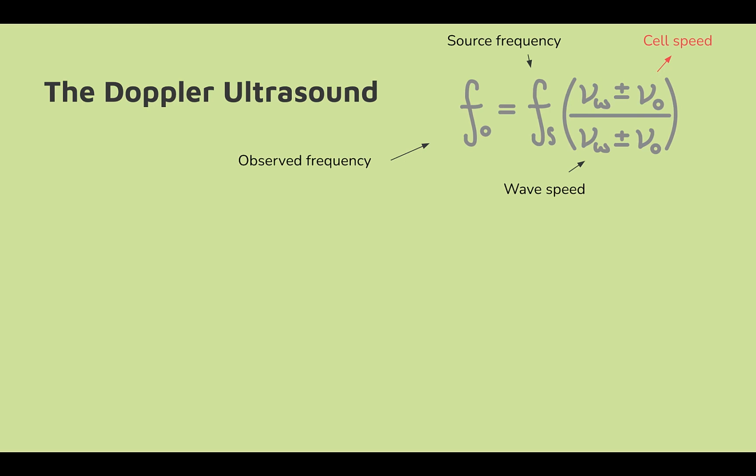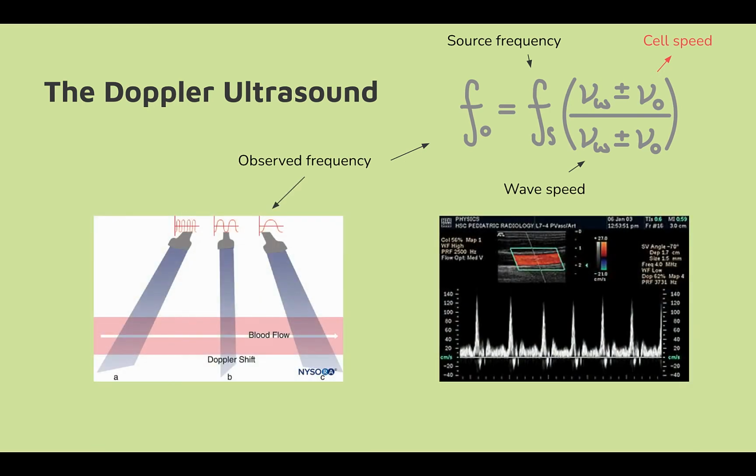But because the cell is moving, it observes a frequency higher or lower than the source frequency depending on the direction of travel. If the frequency received back by the probe is greater than the source frequency, then the blood cell is encountering each wave crest at a higher rate than if the cell was stationary. Therefore, the cell must be moving towards the wave source. If the received frequency is lower than the emitted frequency, then the blood cell must be moving away from the probe, and this velocity is reflected on the negative axis of the graph produced.